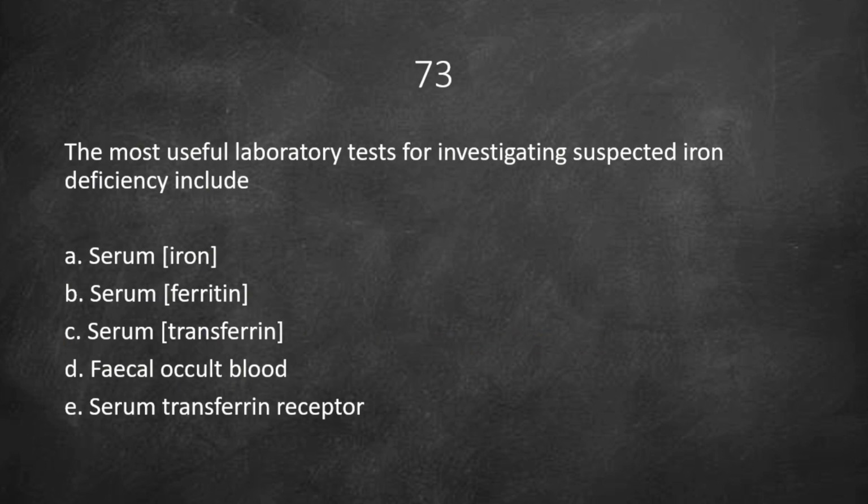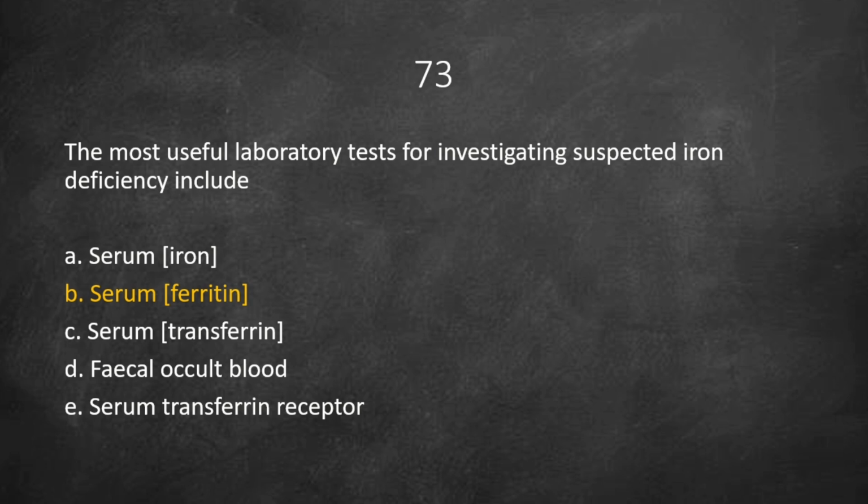Okay, then question 73. It says that the most useful laboratory test for investigating suspected iron deficiency includes A. Serum iron, B. Serum ferritin, C. Serum transferrin, D. Fecal occult blood, and then E. Serum transferrin receptor. So the correct answer here is serum ferritin.